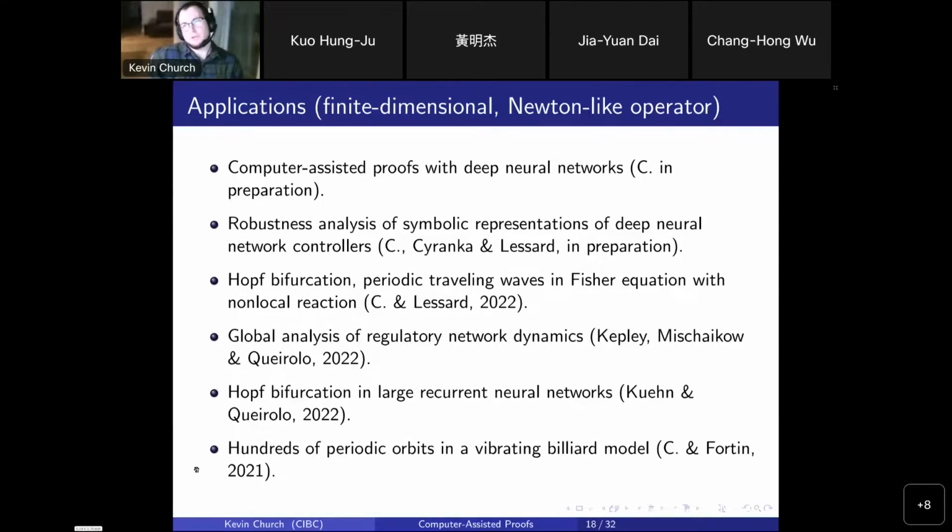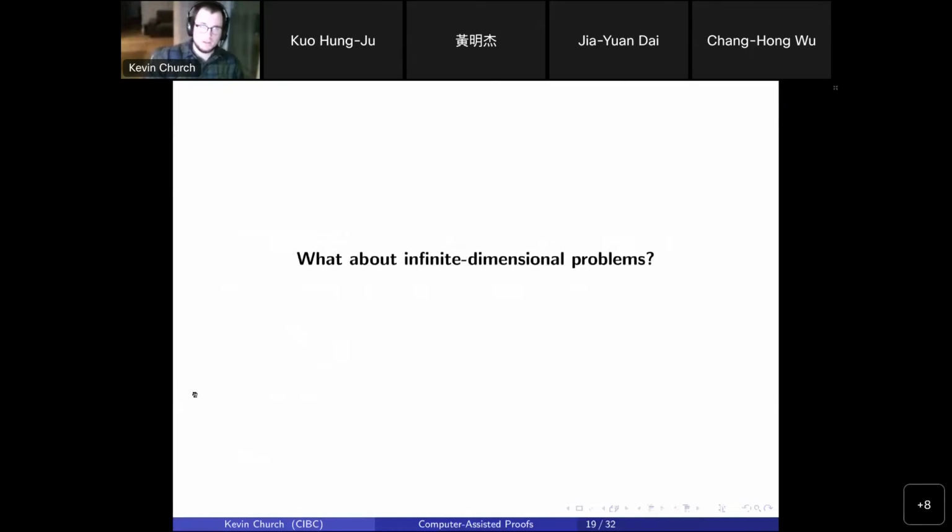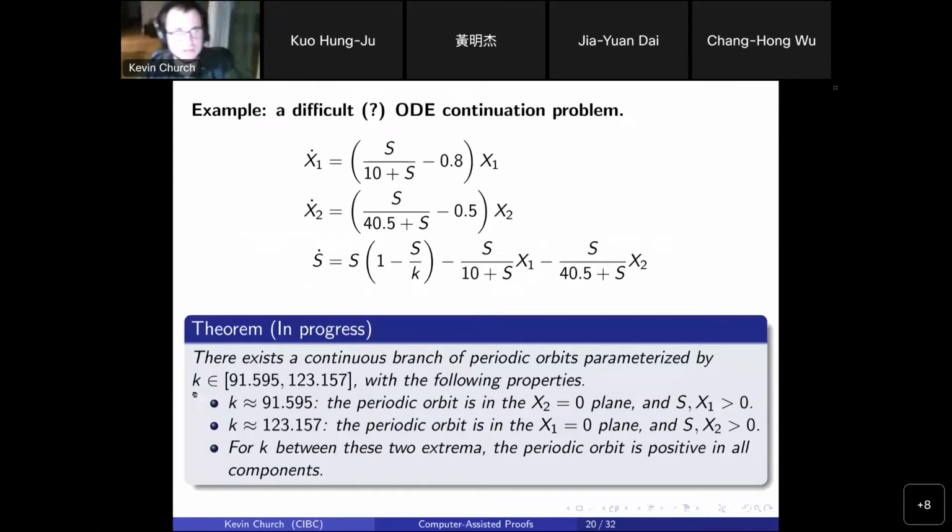Specifically, proving algebraic Hopf bifurcations in a few different scenarios. In particular, proving bifurcations in finite dimensional systems can be done using these methods. But of course, we want to talk about infinite dimensional problems. Presumably, these are a little bit more interesting. And so with that, let's move on a little bit.